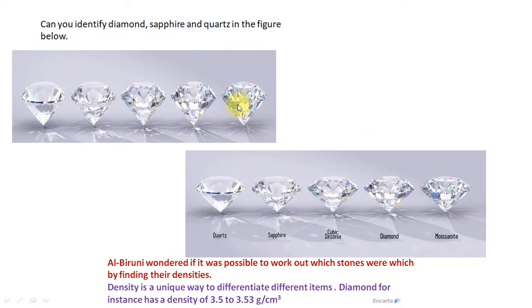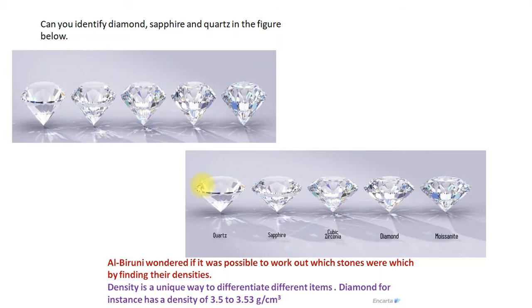Now, this one, the second from my right hand side is actually the diamond, and the last one here is quartz. Al-Biruni wondered if it was possible to work out which stone were which by finding their densities.